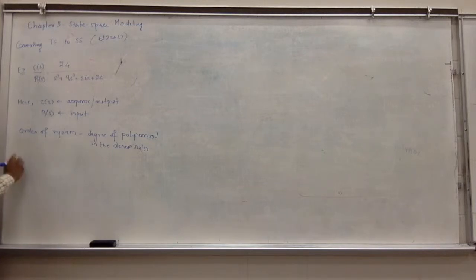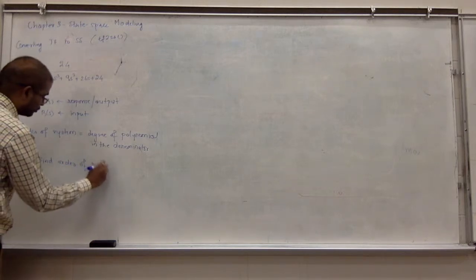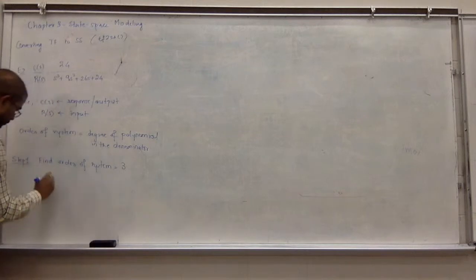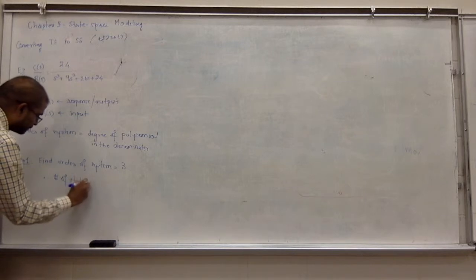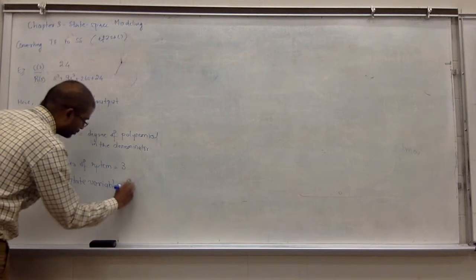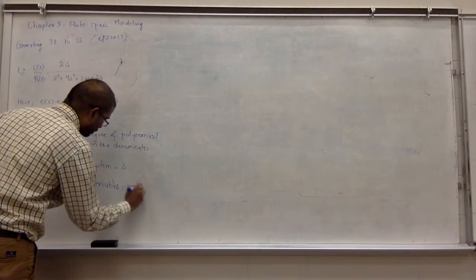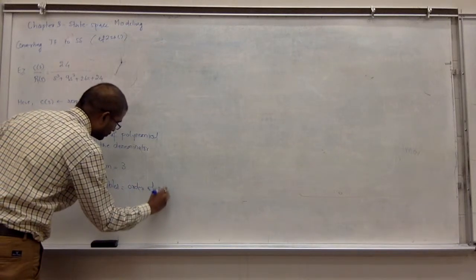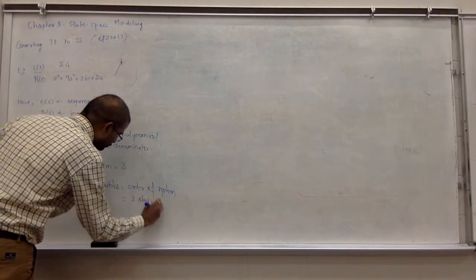Now, step 1. Find order of system, which is equal to 3. Therefore, number of state variables is equal to what? Number of state variables is always equal to order of the system. There is a rule of thumb here. So here it is 3 state variables.